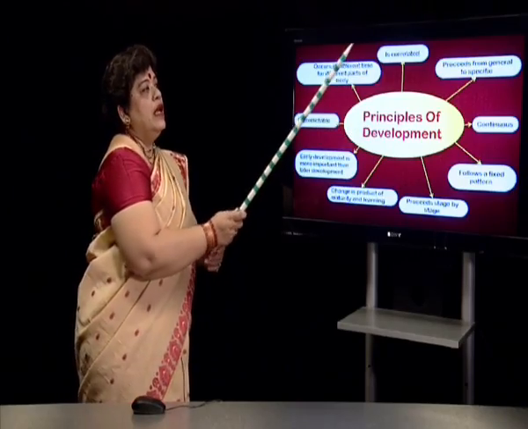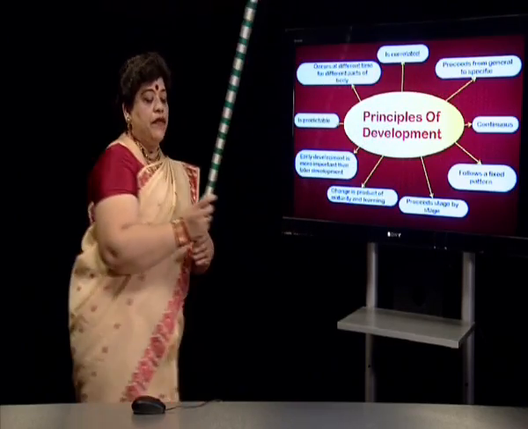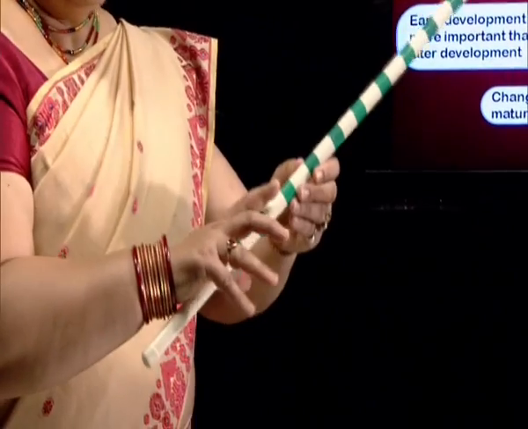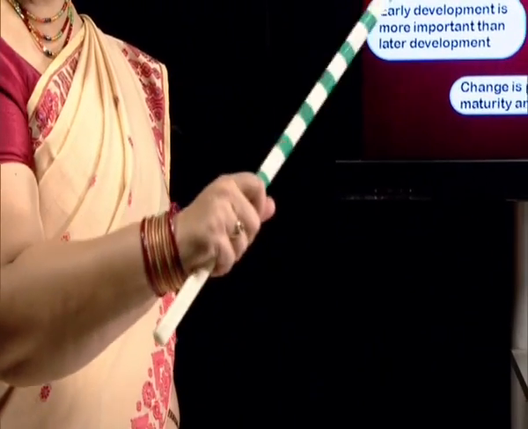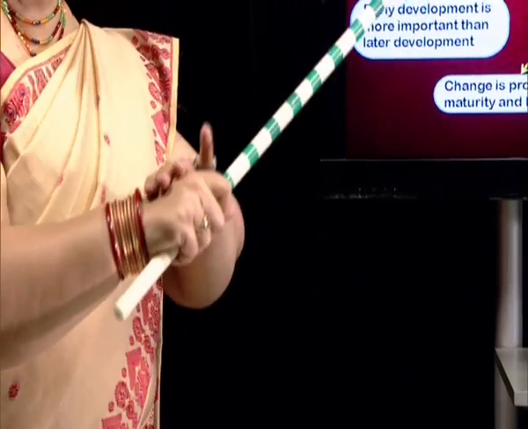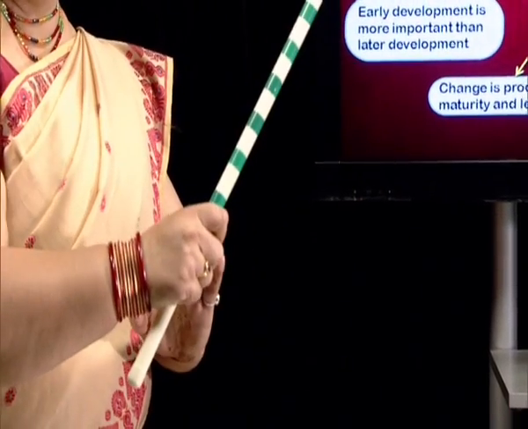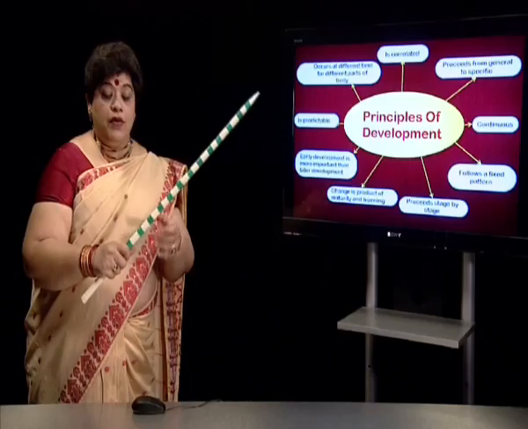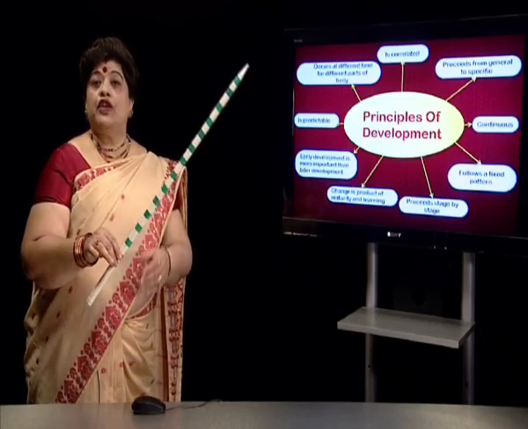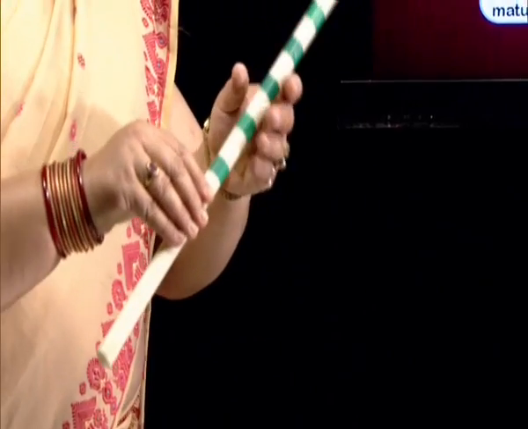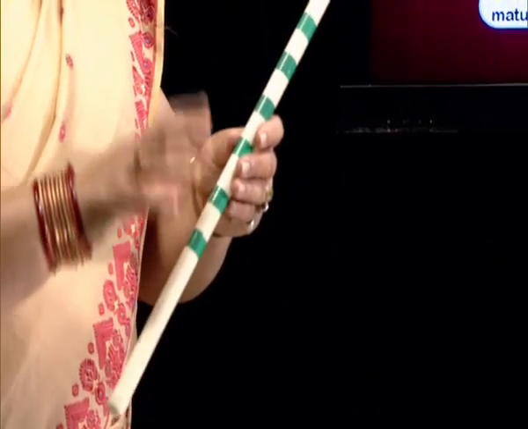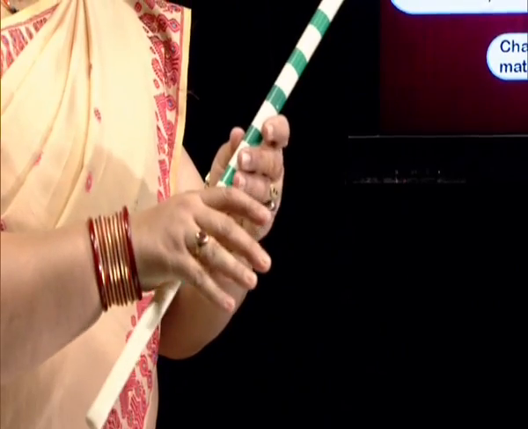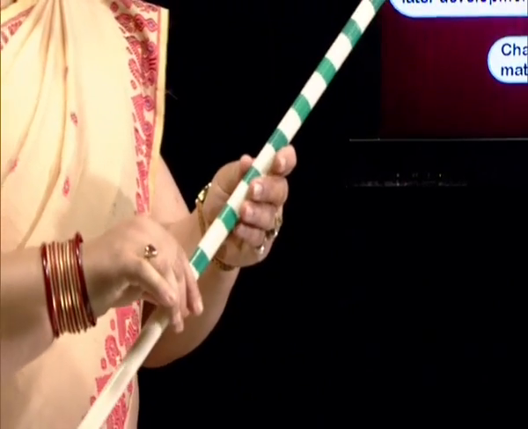One of the principles is that development proceeds from general to specific. When I say general, if I give this stick to a small baby to hold, then the baby may hold it like this with a complete grasp. That is the support of the palm, the fingers and the thumb. But if I give it to a bigger child, or if I am holding, I may even hold it with 2 fingers and thumb, or with the support of 4 fingers and thumb. That means from general to specific. The movement or development has happened from general to specific.